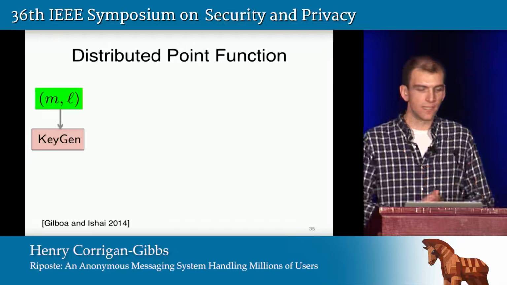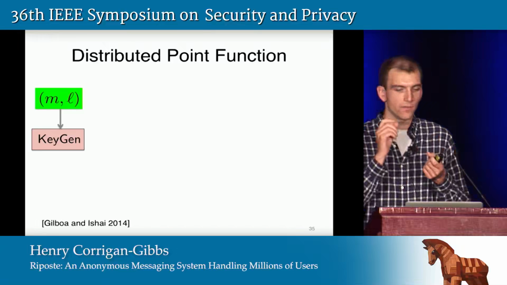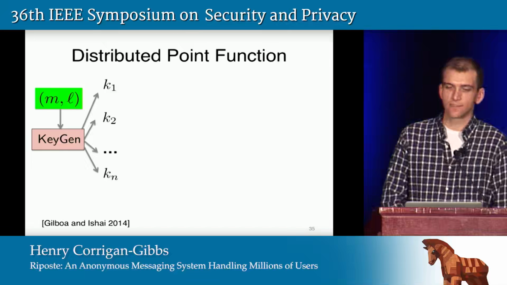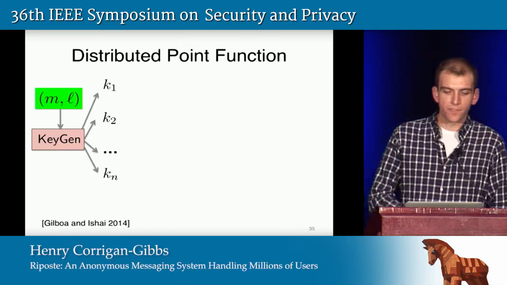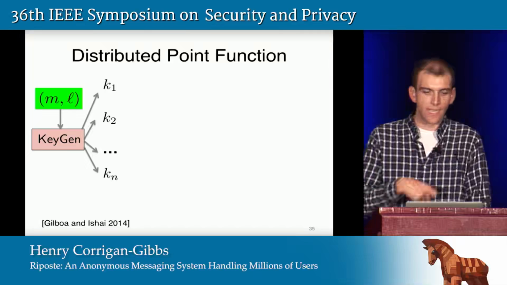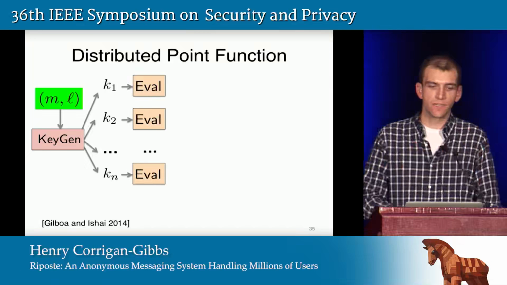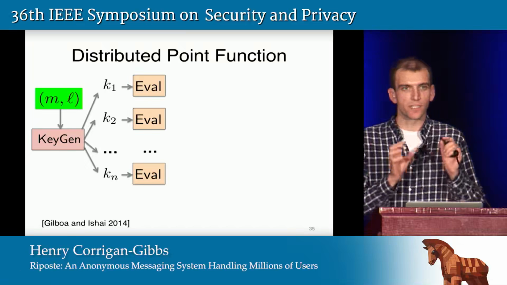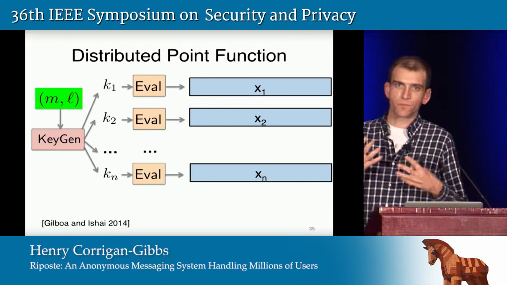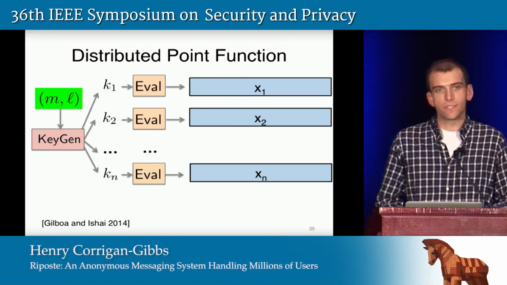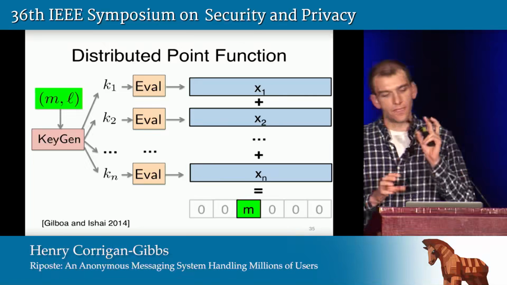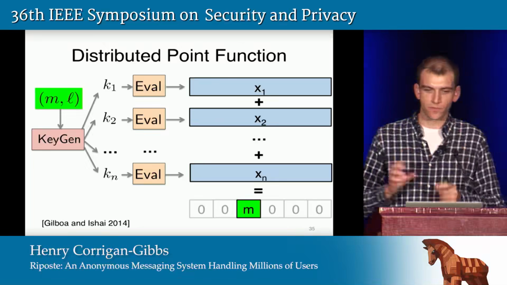There's a key generation routine that takes in a message M and an integer L, which is like an index into a vector. And it spits out a bunch of keys, K1 up to Kn. You can think of these as short keys for a pseudo-random number generator. And the second algorithm associated with the DPF is very much like a pseudo-random number generator in that it takes a key and stretches it out into a very big vector. But there are a couple of special properties of these algorithms, the first of which is that if you add up all of the resulting vectors, you get a vector of all zeros except with an M in location L. So these vectors have some very special structure.